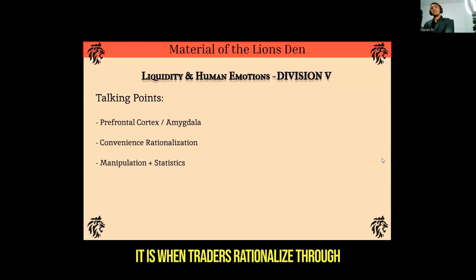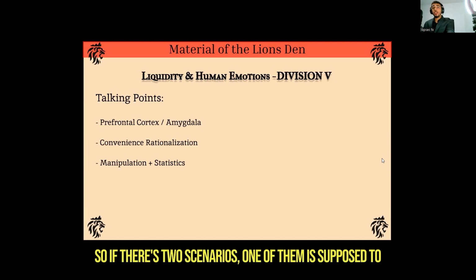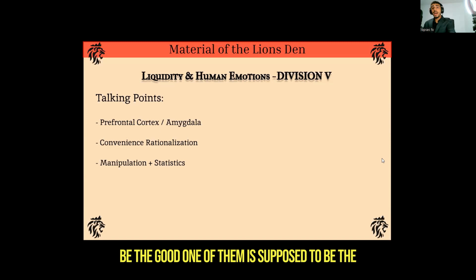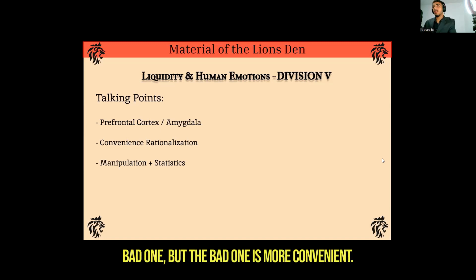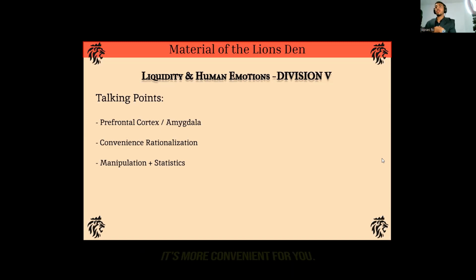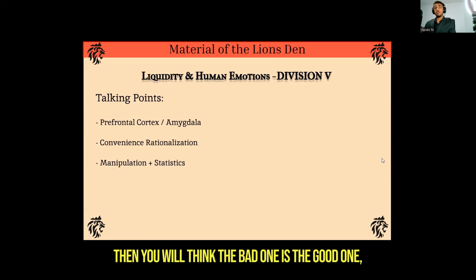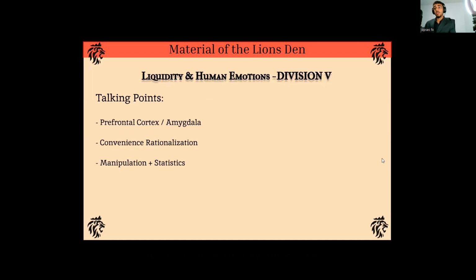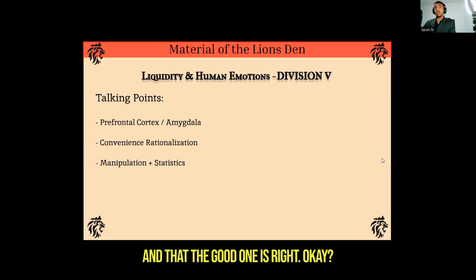It is when traders rationalize through emotion, they rationalize the more convenient scenario as the correct one. They classify that as the correct one rather than the actual one that's good. So if there's two scenarios, one of them is supposed to be the good one and one of them is supposed to be the bad one, but the bad one is more convenient than the good one. It's easier. It's more convenient for you. Then you will think the bad one is the good one, and you will think the good one is the bad one. You will think the bad one is right and that the good one is wrong.